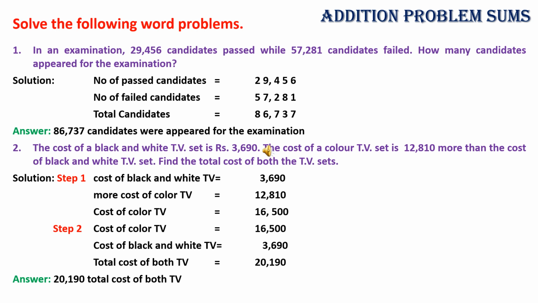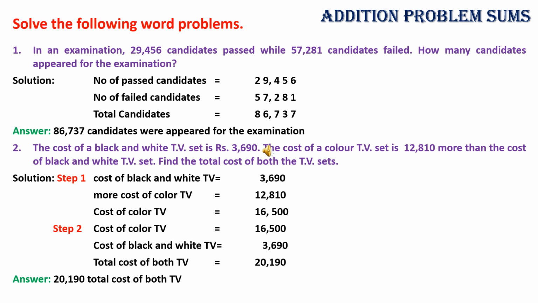So first you write number of passed candidates, that is 29,456. Number of failed candidates, 57,281. Now add it, then you will get the total number of candidates, that is 86,737. Next question. The cost of black and white TV is rupees 3,690.